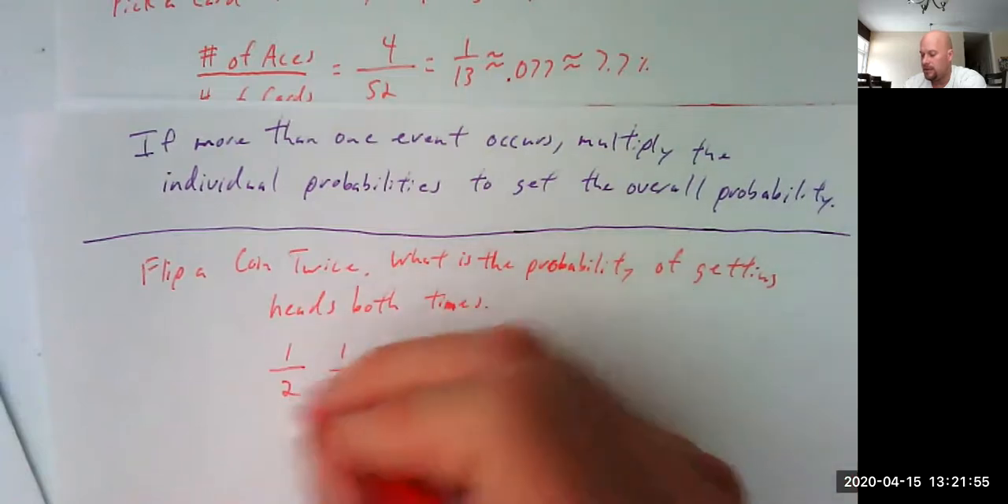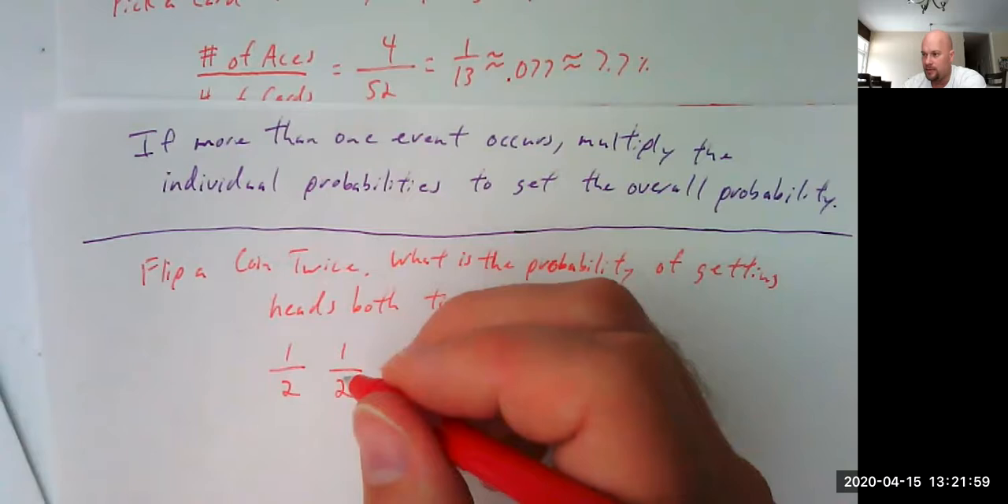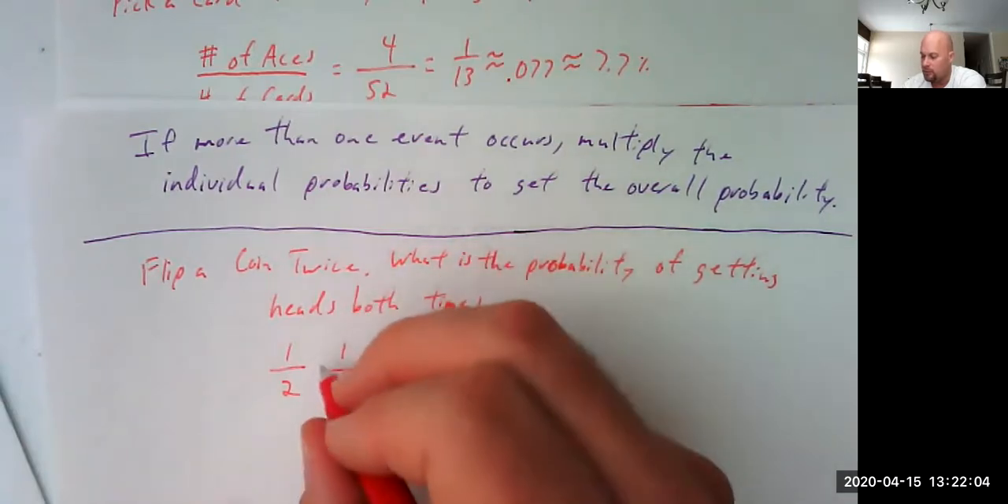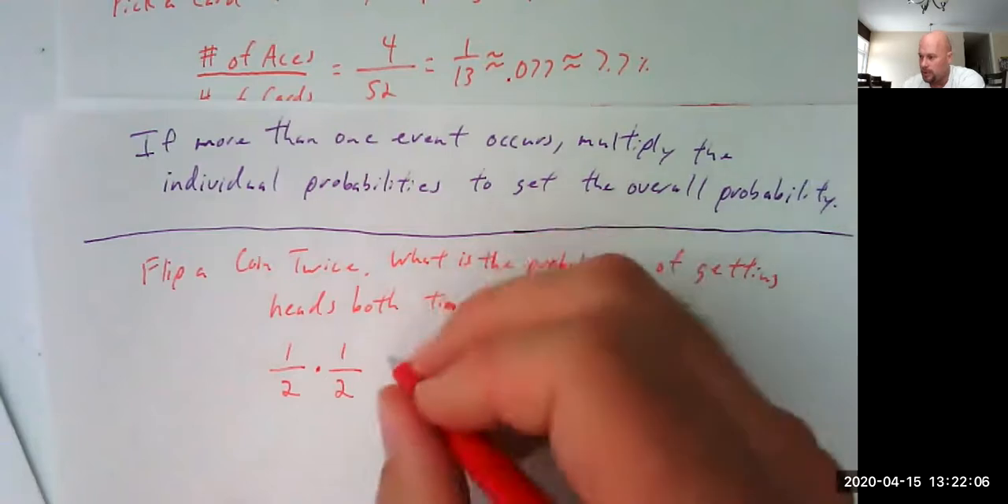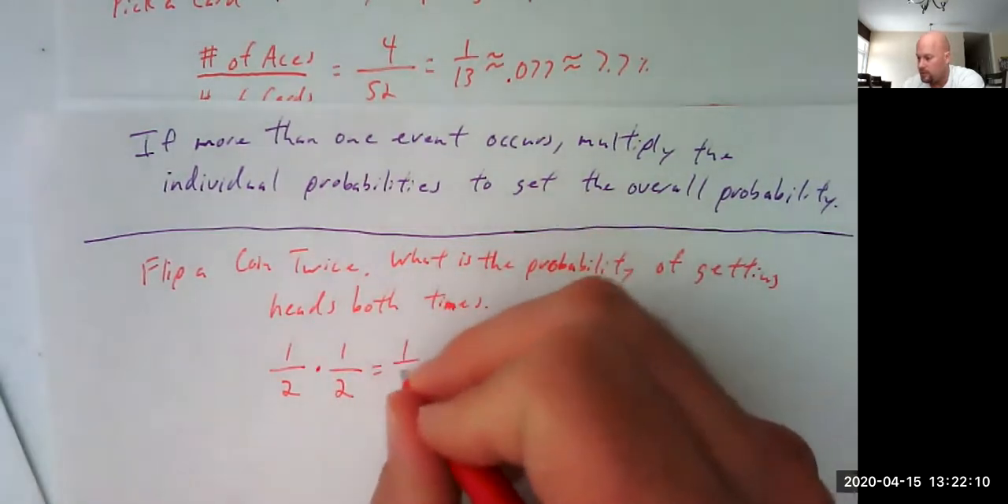The number of possible outcomes is not changing, and in order to find the overall probability of this coin flip where we get heads both times, we would take the two probabilities and we would multiply them together. So 1/2 times 1/2 equals 1/4.